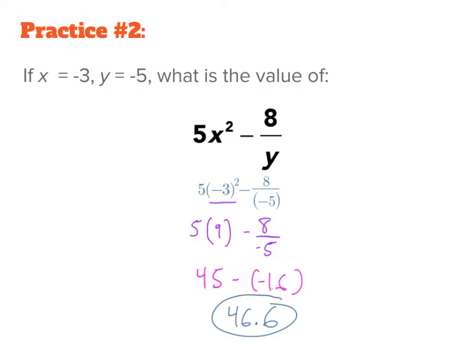How did you do? Were you able to get the same answer that I got? Hopefully you did. Notice this time that we've got a decimal that does terminate, so we're going to make sure that we use our terminating decimal as our answer. We wouldn't be able to show our final answer as 45 minus 8 divided by negative 5 anyway. Hopefully you got the same answer that I did. If not, go ahead and look back through my work to see where you may have made your mistake.